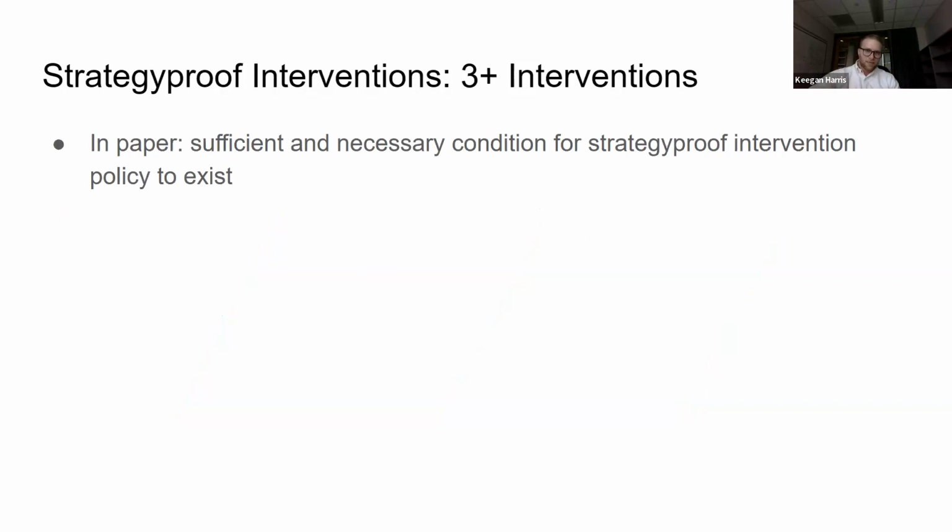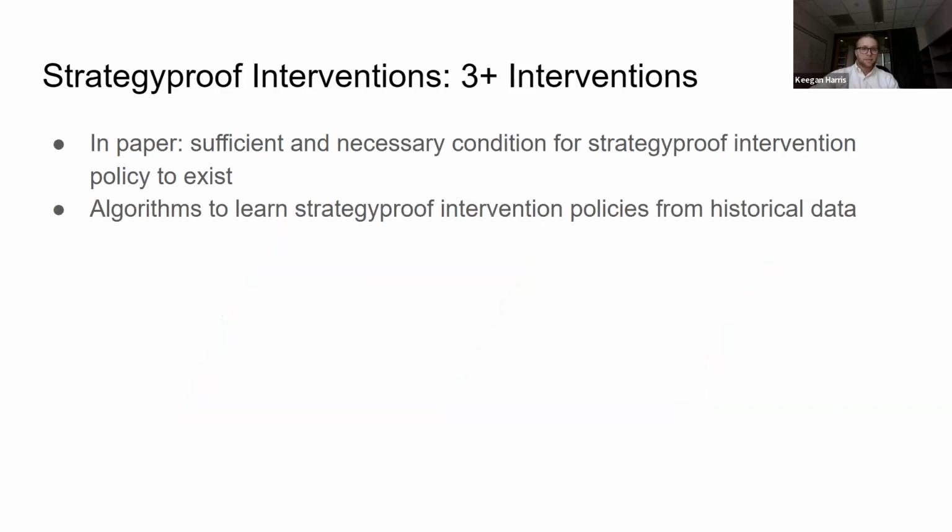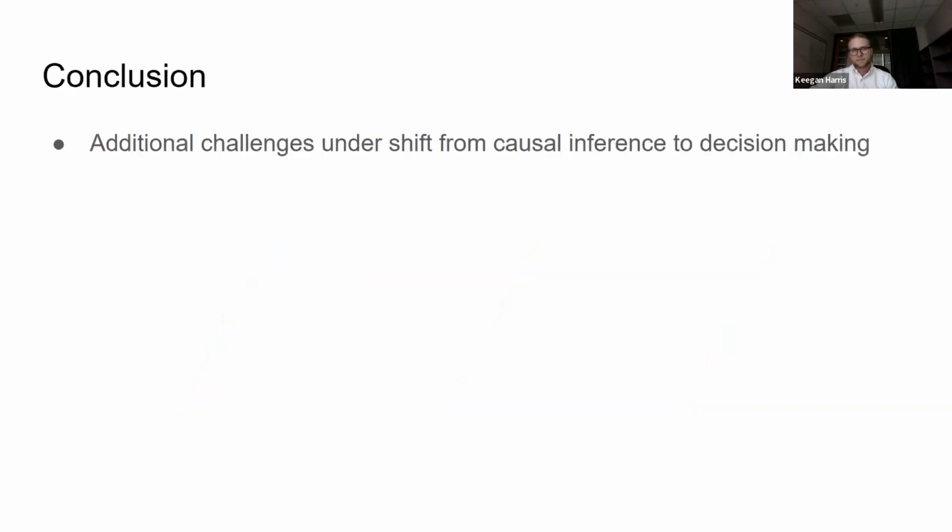So in the paper, we formalize this. We provide sufficient and necessary conditions for a strategy proof intervention policy to exist. And then when a strategy proof intervention policy does exist, we provide an algorithm to learn such a policy from historical data, like in the previous setting.